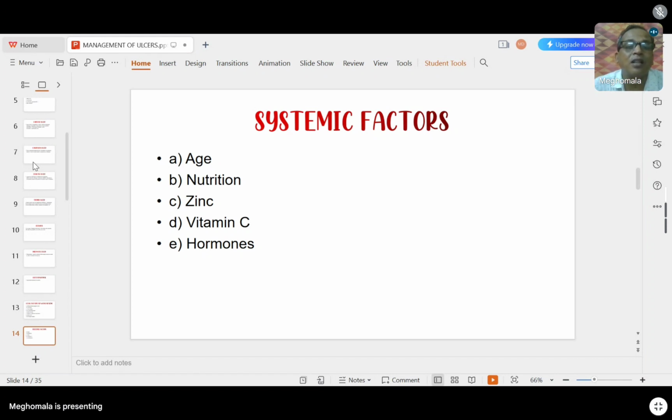Vitamin C basically delays wound healing. And hormones, androgenic hormone, estrogenic hormone, all these hormones delay healing. Okay.